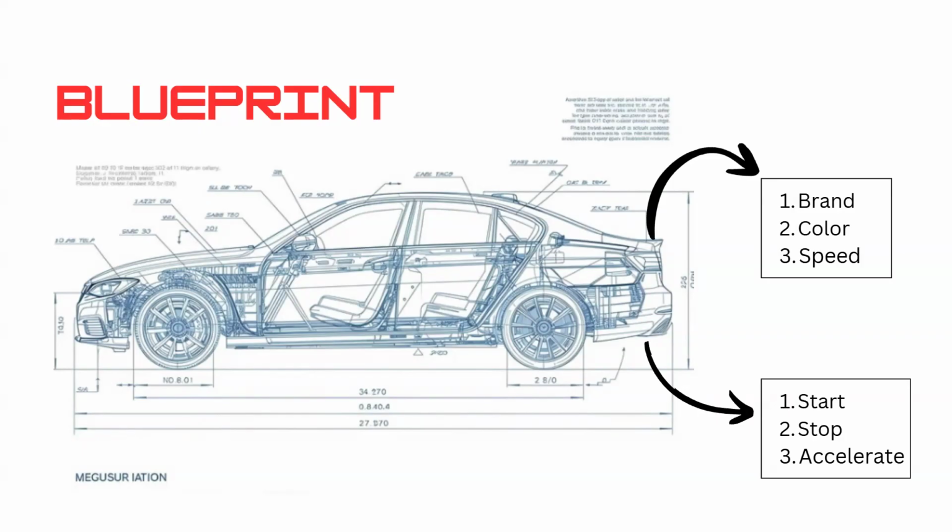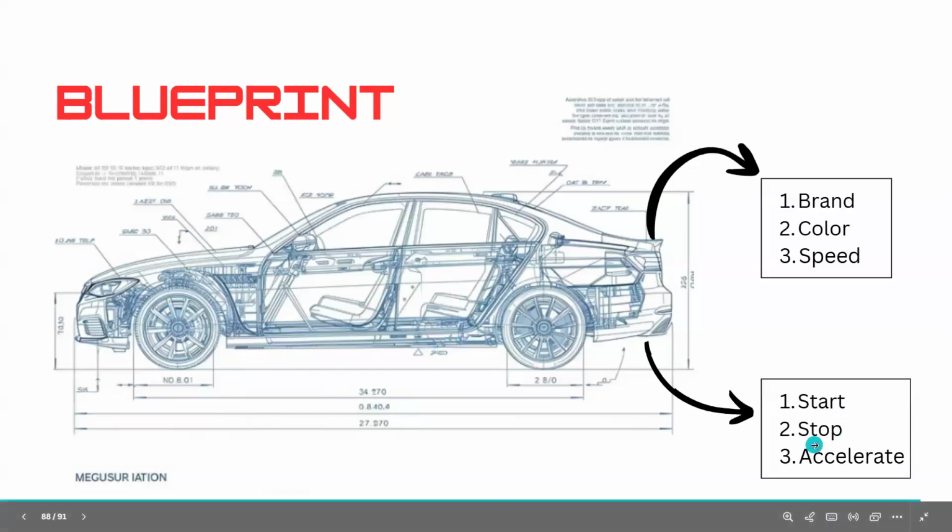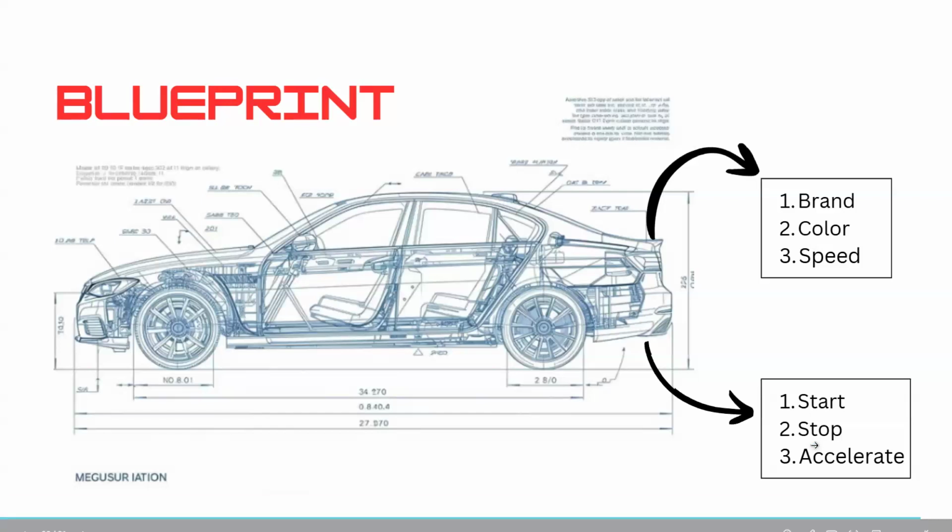Let's take a car as an example to understand this better. A car has several properties such as brand, color, and speed. Brand can be Tesla, BMW, or Toyota. Color can be red, blue, or black. The speed can be zero when it's stopped, and increase when accelerated. And it also performs actions, like stop, accelerate, and start.